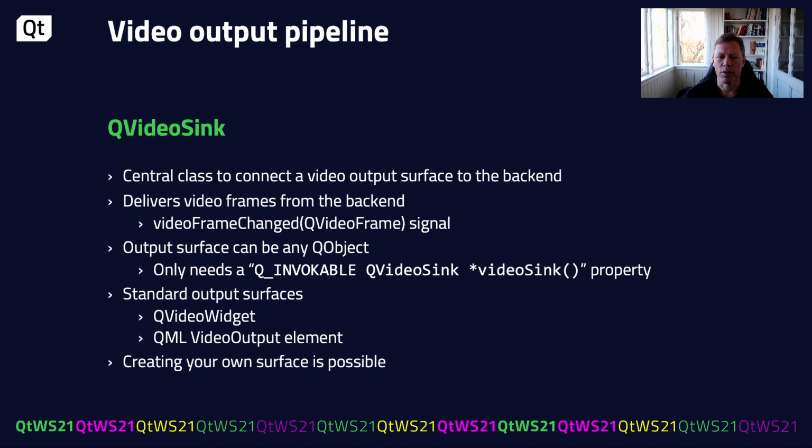The output surface can be any QObject. All it needs is a Q_INVOKABLE QVideoSink property. Qt provides two standard output surfaces in Qt 6.2: QVideoWidget for QWidget-based applications and the QML VideoOutput element. But you can also create your own surface if you so choose, or use QVideoSink directly and connect to the video frame changed signal to do something with decoded video frames yourself.